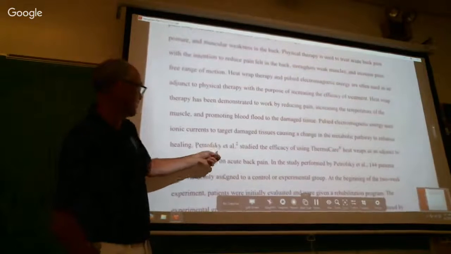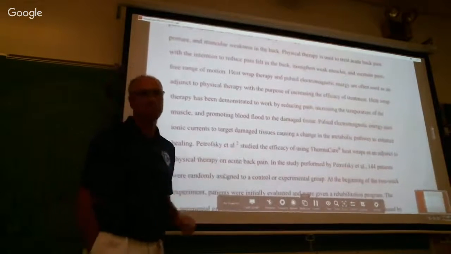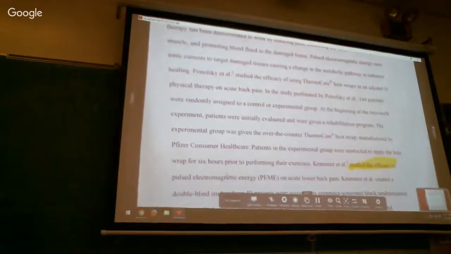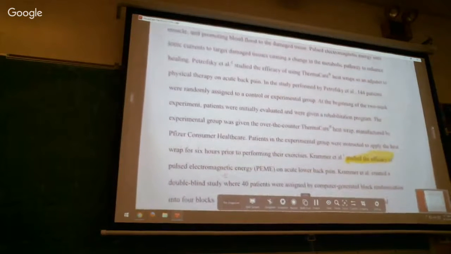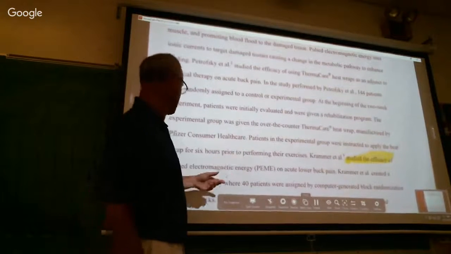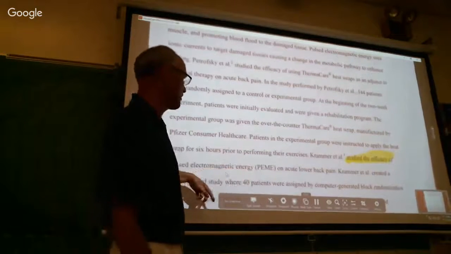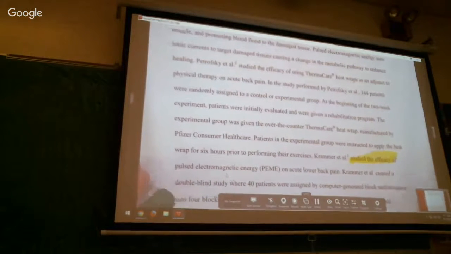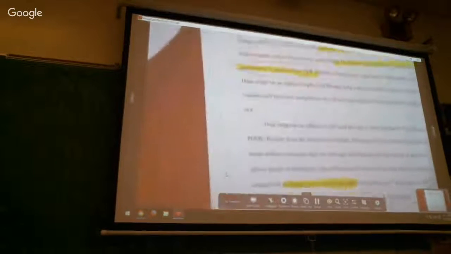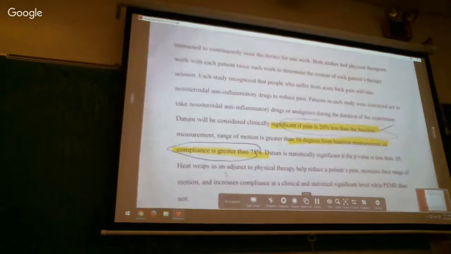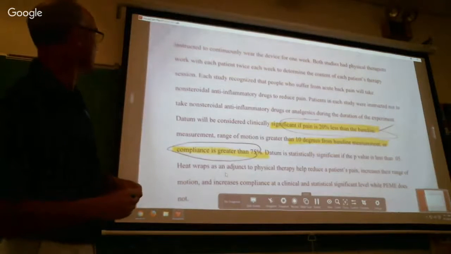All right, so let's get to the point. Yeah, don't worry, I got that covered. Okay, so these guys studied the efficacy of ThermaCare heat wraps. They were instructed to apply the heat for 6 hours, and they studied the efficacy of pulsed electromagnetic therapy in acute lower back pain. These guys created a double-blind study where 40 patients were assigned. All right, this is good. Each patient was given something to wear for a week. Let's see what else we have here. Both studies had physical therapists work with each patient twice a week. Each study recognized people who take non-steroidal anti-inflammatories.